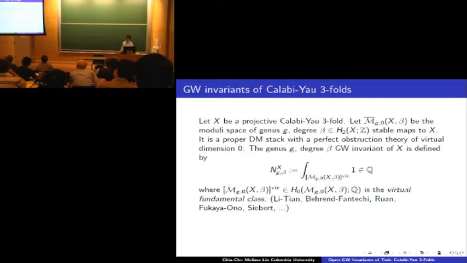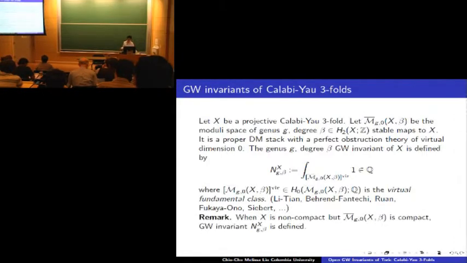So now we can define the genus g degree β Gromov-Witten invariant of X to be the following. This integral sign stands for the pairing between homology and cohomology classes. There is a virtual fundamental class, which is in the expected degree. It's a zero homology class, but with rational coefficients. You pair it with one, you get a rational number. This has been constructed in much more generality by several groups.